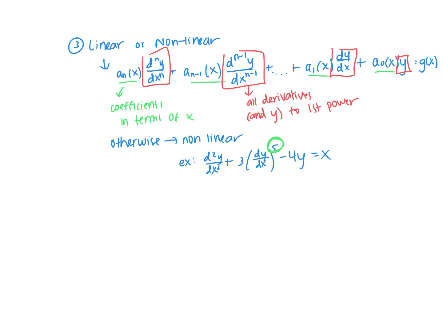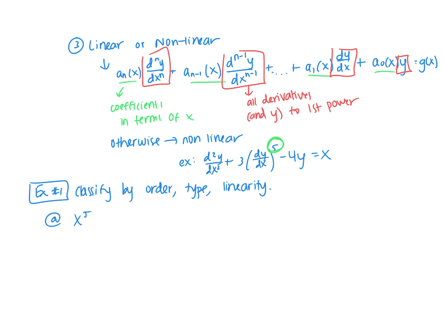We're going to do one example and then we're going to move on. Questions before we do our example? Okay. First example, you are going to classify by order, type, and you're going to tell me if it's linear or not. Our first example is x to the fifth. I'm just going to write them down. I don't want to say them out because it might give it away. So if you could just look up here.